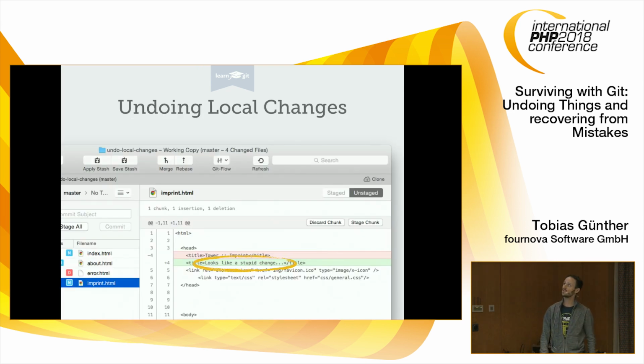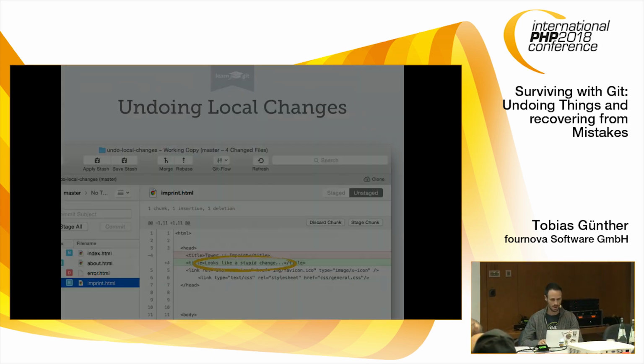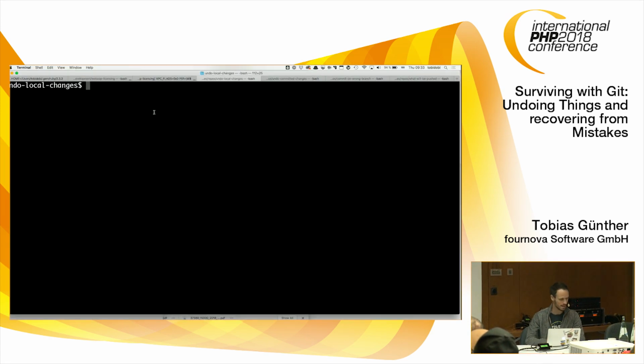Good, let's start with the first scenario, or the first type of things that can go wrong, and that is undoing local changes. So changes that haven't been committed to the repository yet. Okay, let's go.